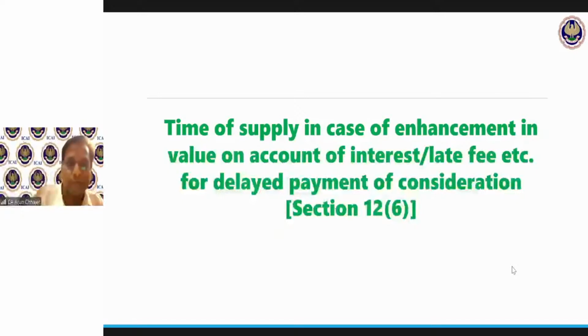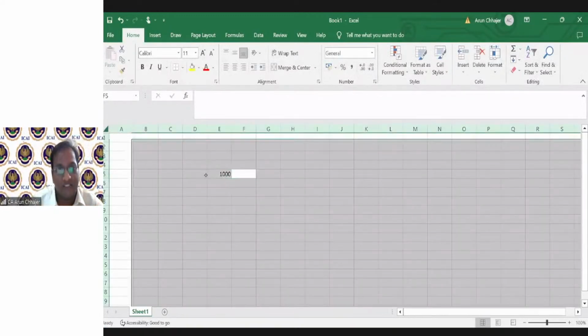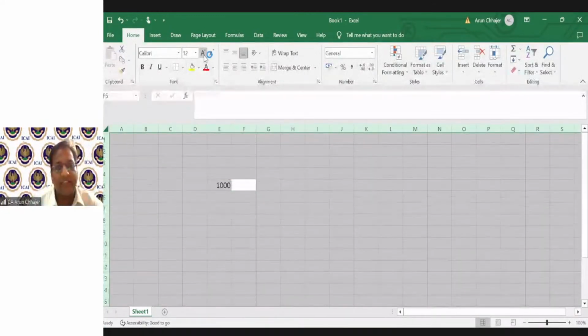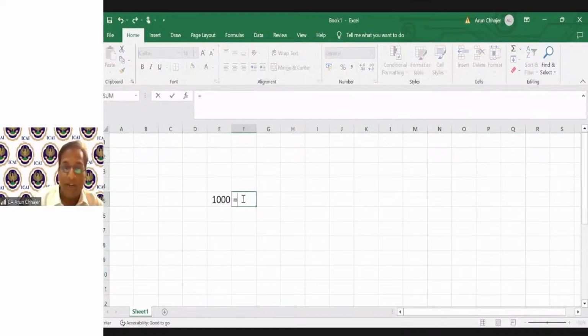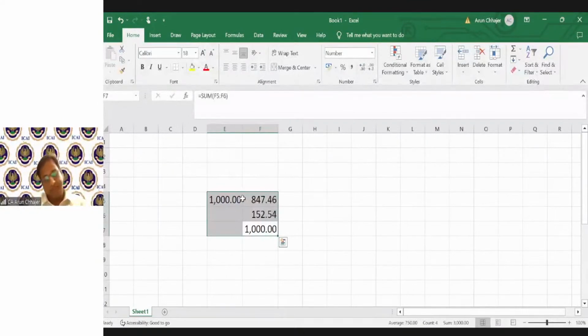Let me repeat once again to all. Let's say I have collected 1000 and he is not paying extra GST, as our agreement is silent. So what will I do? I will do the backward calculation: divide by 118 and multiply by 100. This is the taxable value and this is the GST. So this would be the way to calculate the liability on 1000 rupees.